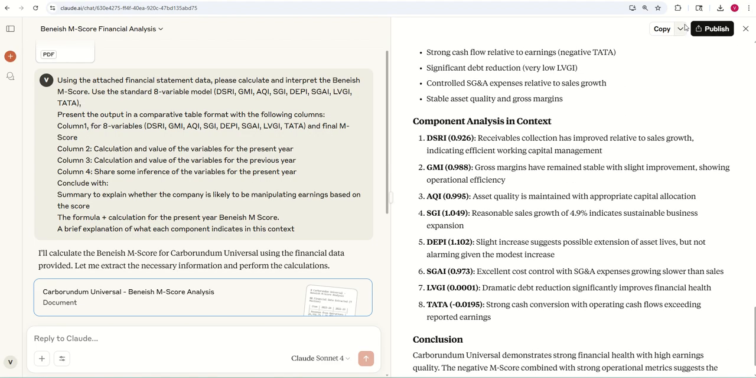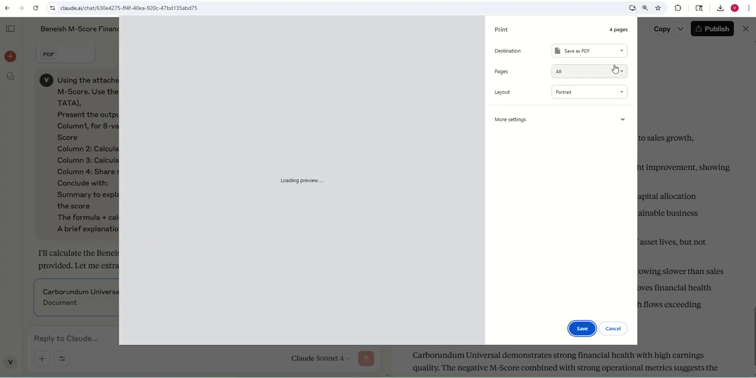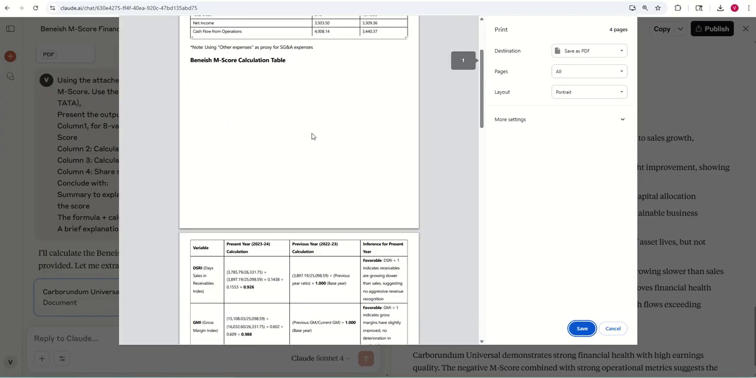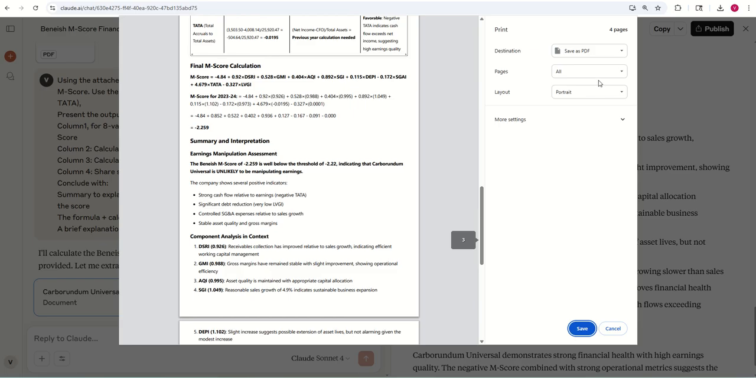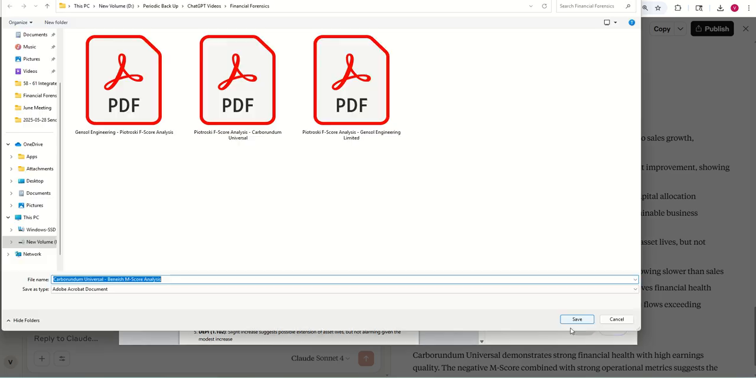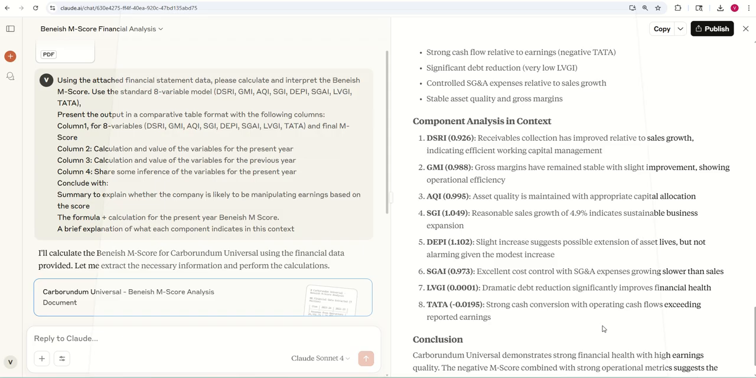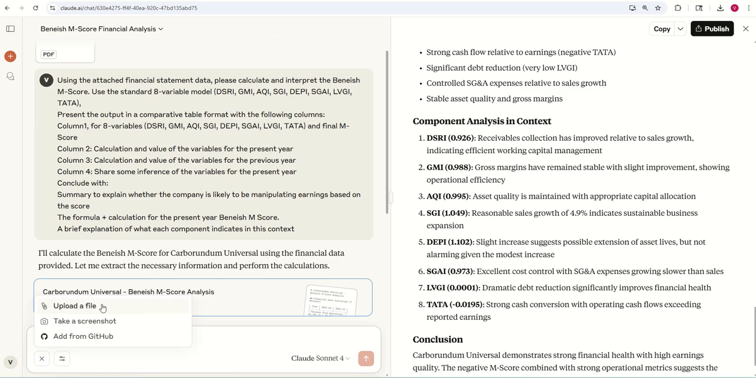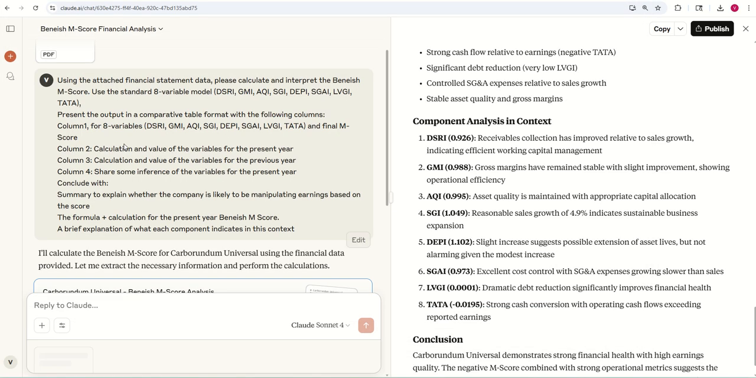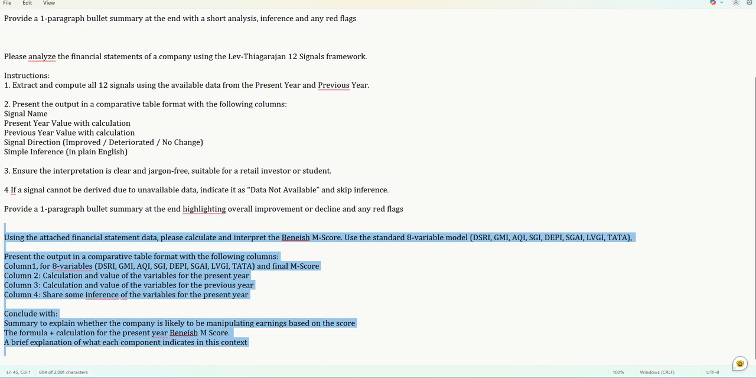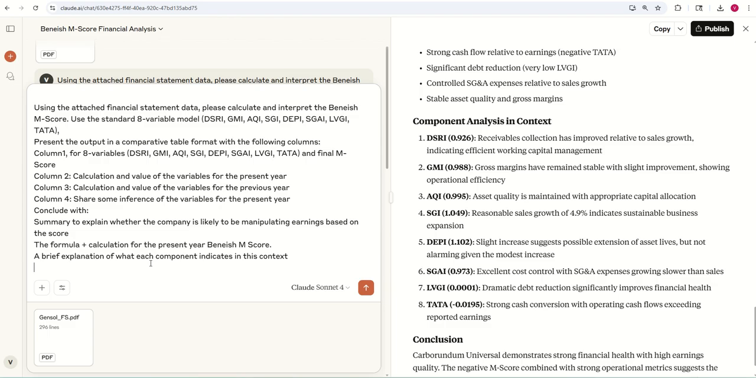So I can download this as a PDF to be included as part of investment thesis, which is a separate video altogether. We can see that later. Okay. Now I'm going to run this on a totally different company, that is Gensol Engineering. Okay. So the same prompt I'll copy, put it here.